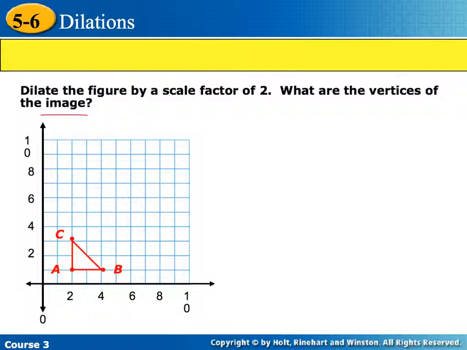So I start with my pre-image, which is right here, and go from there. What I want you to do is identify the coordinates, multiply those by a scale factor of 2, and find the vertices of the image, that new object. You don't have to graph it, just find them. And go.